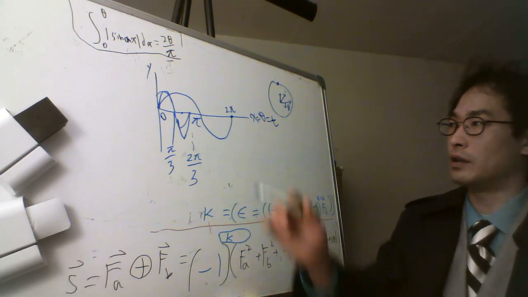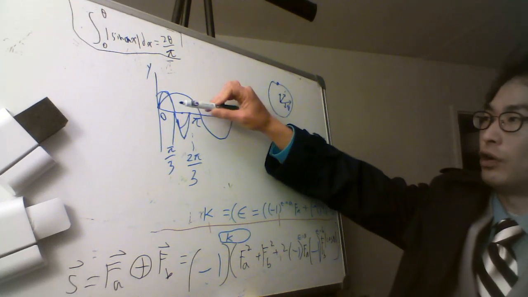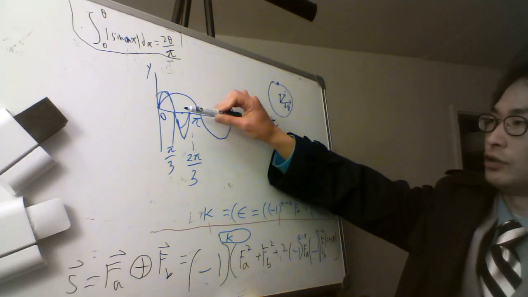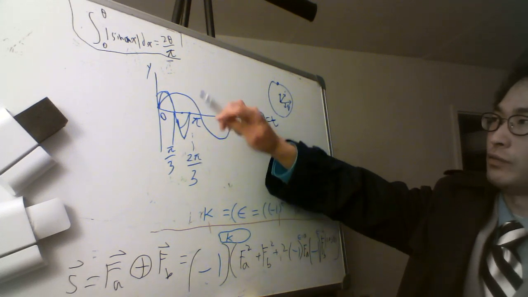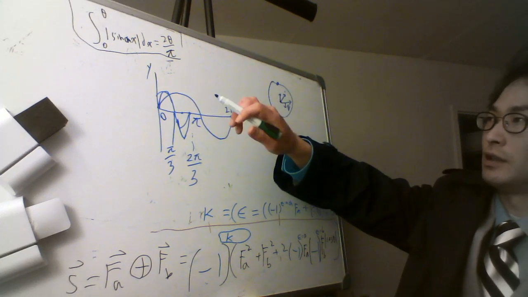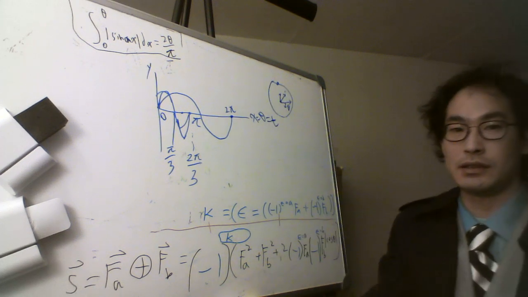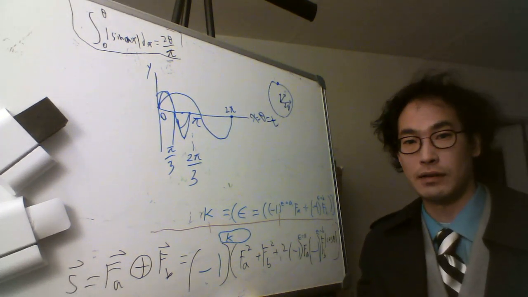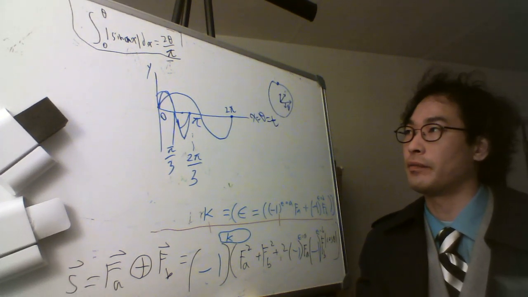Okay, when the sine curve goes under the horizon, under the ground level, then we have to put a minus sign, maybe minus sine ax, to make it positive. Okay?